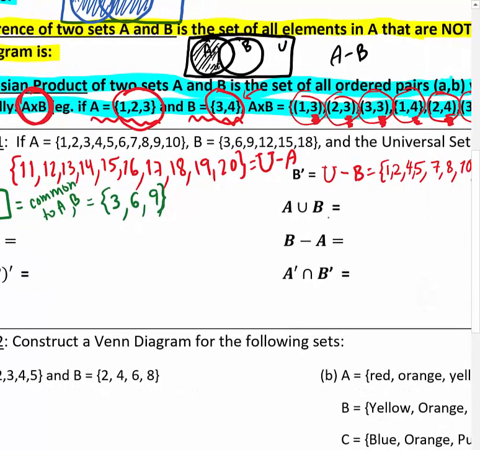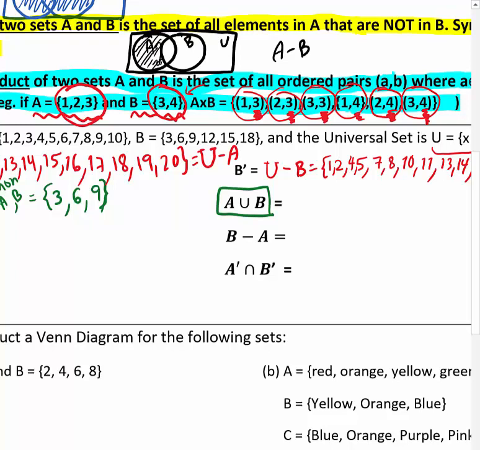The next thing we have here is the union. That means everything that's in A and everything that's in B, put together in one set. I want to write it together. And don't really worry about what order they're in, as long as you list the same elements now.